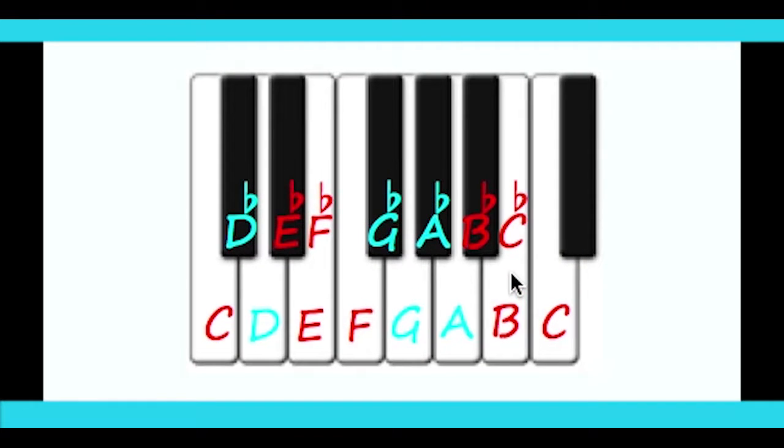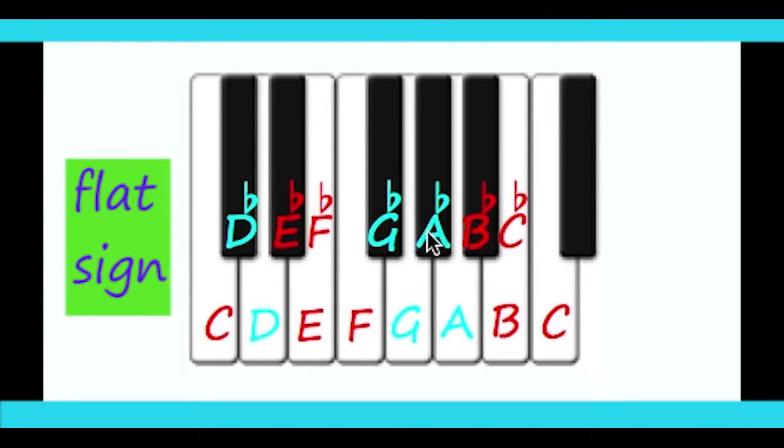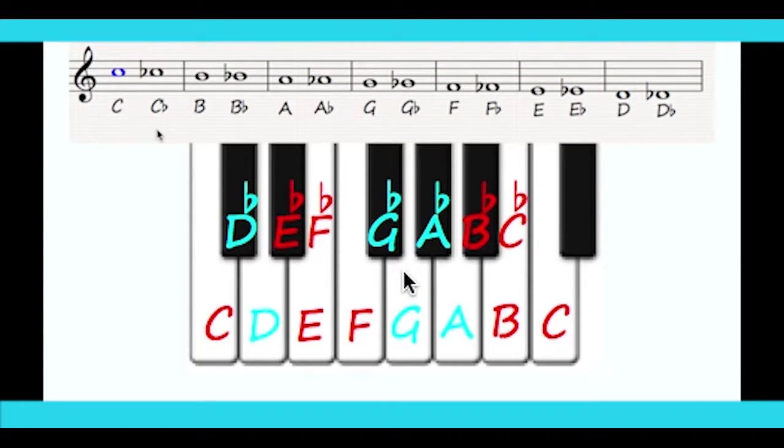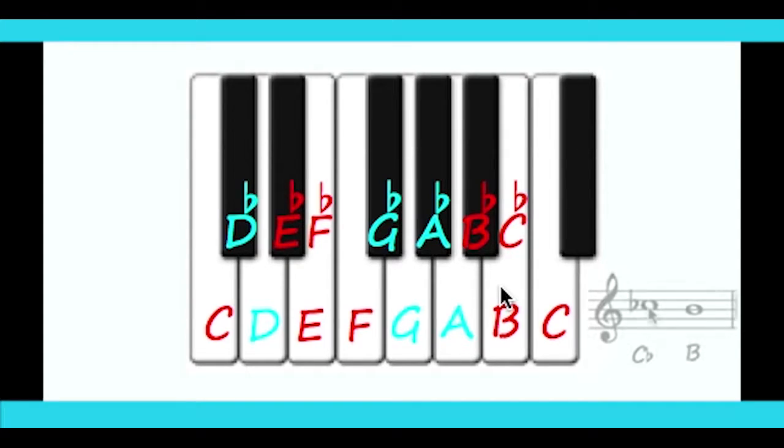A half step to the left of a note lowers the note in pitch and is shown by using a flat sign. We can see that each note can be made flat. The key C flat and B sound the same but are notated differently.